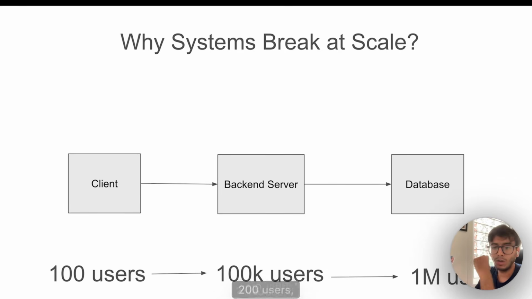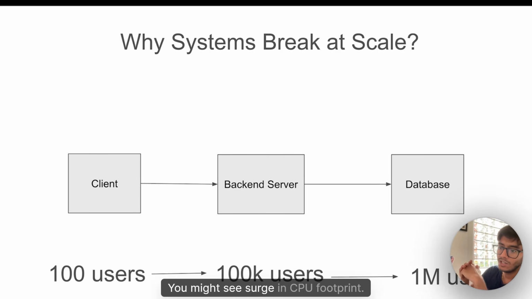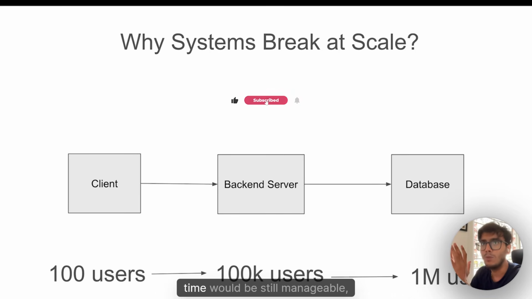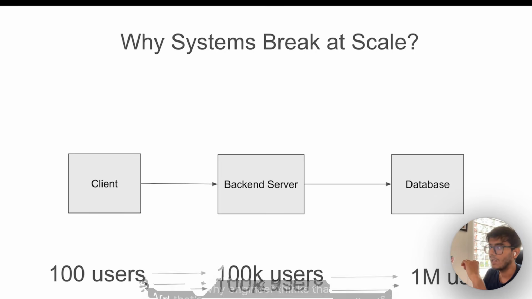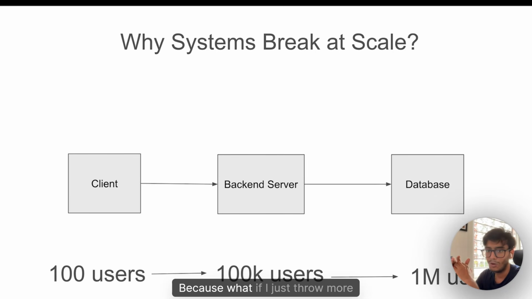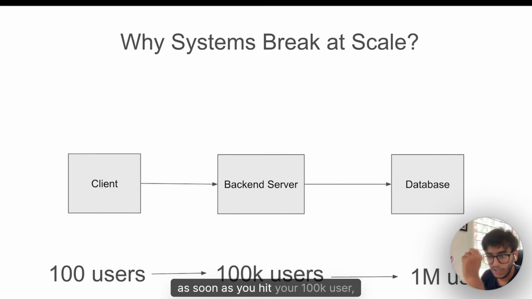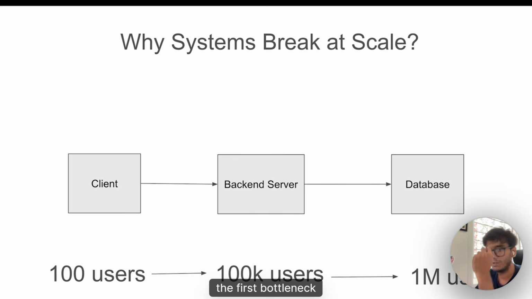So when you had 10 users to 100 users, everything was working fine. I mean, it was still manageable, right? You might see a surge in memory increases, but the system remains healthy and the response time would be still manageable, right? No major issue. And that's why engineers think that scaling is easy, right? Because what if I just throw more servers? I mean, instead of a machine which has two CPU cores and 4 GB RAM, I would say, okay, now I'll upgrade it to an upper tier machine of 4 CPU cores and 8 GB RAM. Then as soon as you hit your 100k users, the first bottleneck will appear.